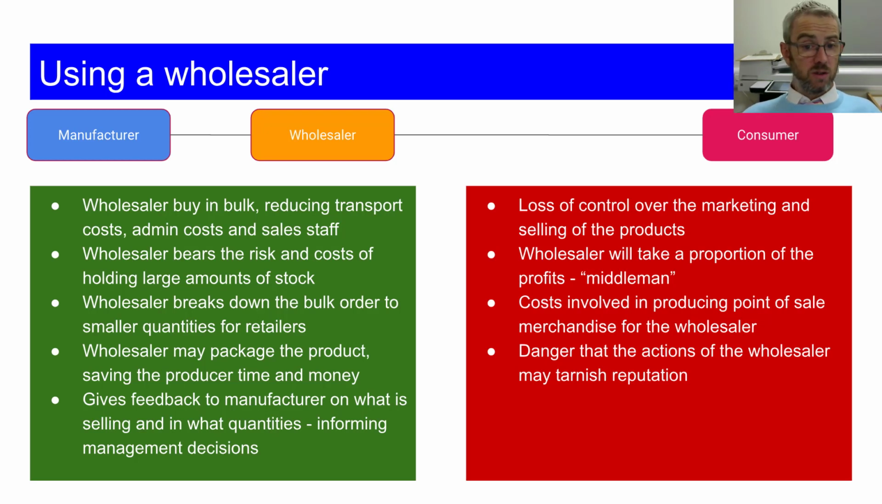The wholesaler is going to break down the bulk orders into small orders for retailers. If you've ever been, it's just a big warehouse, and you'll see the big pallets come in and people put them on the shelves, and then you'll go in as a retailer and buy things like a box of crisps or 2 boxes of crisps. The wholesaler may package the product, they may help you with the packaging.